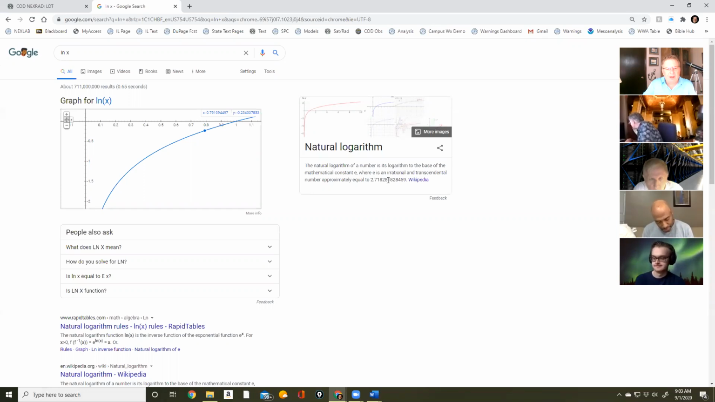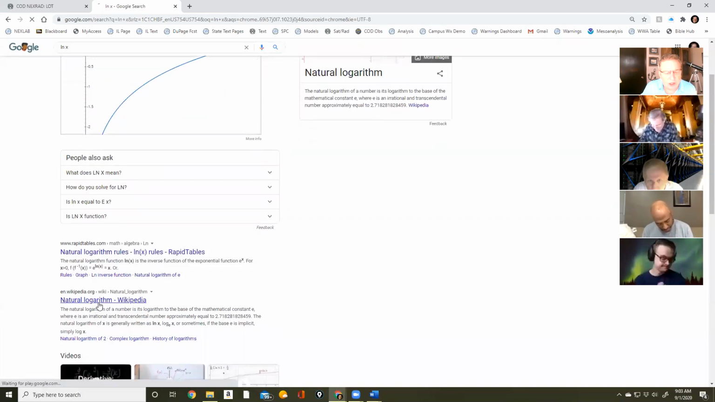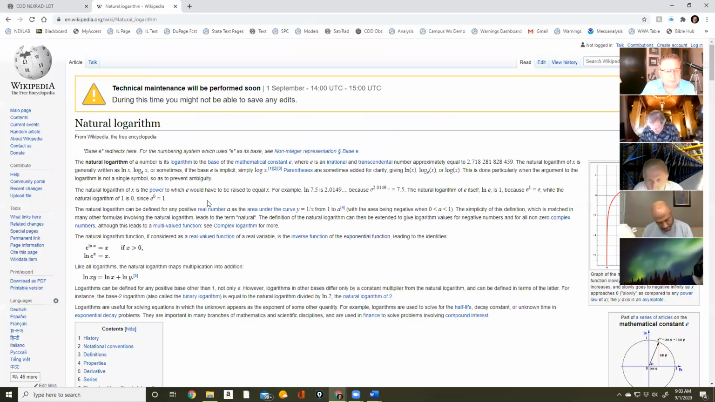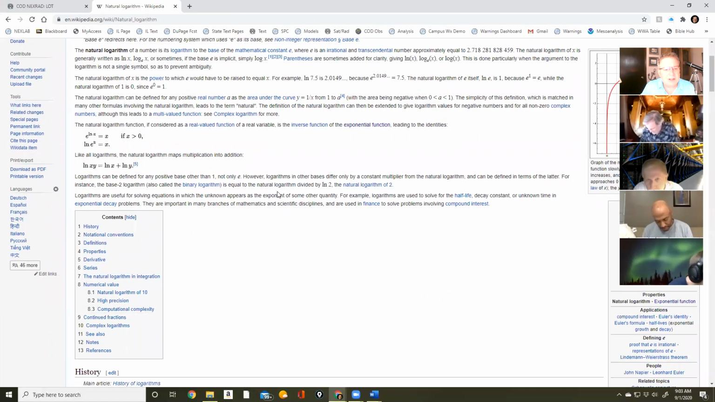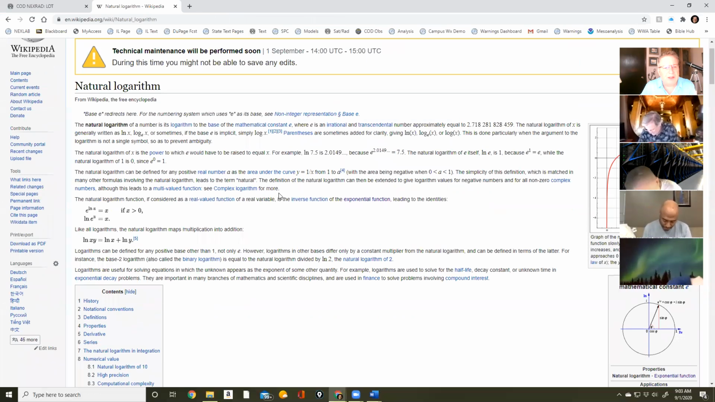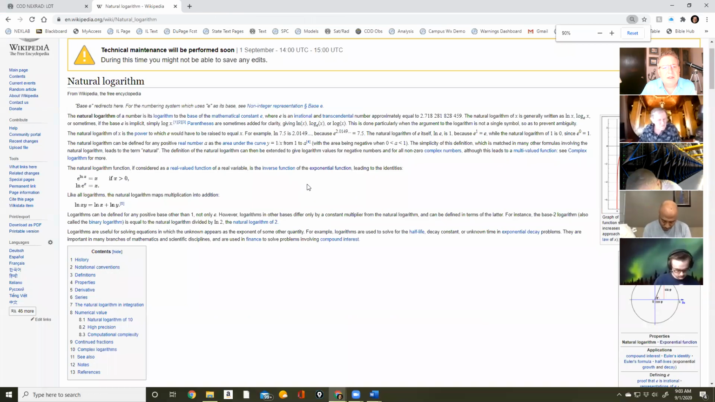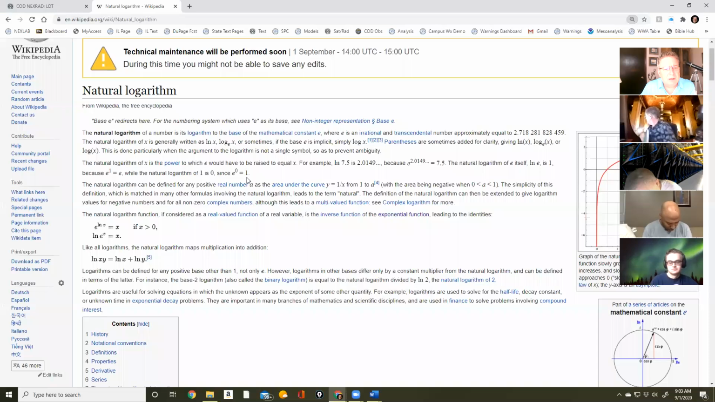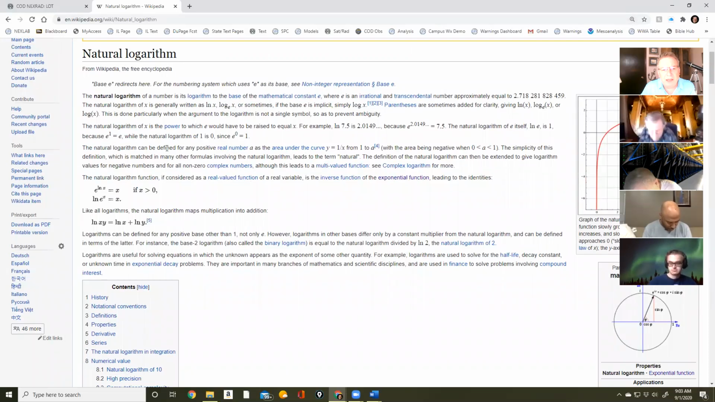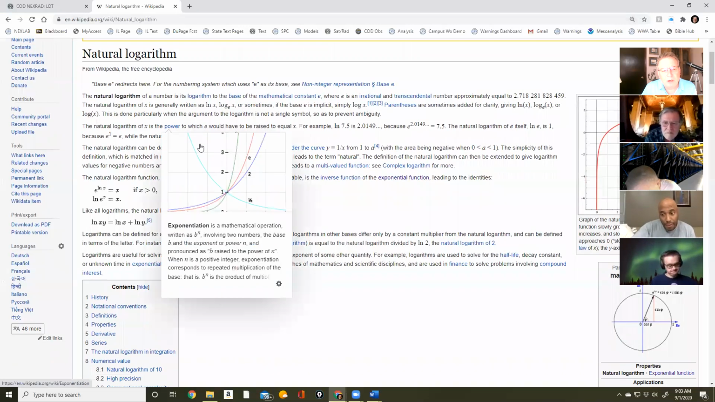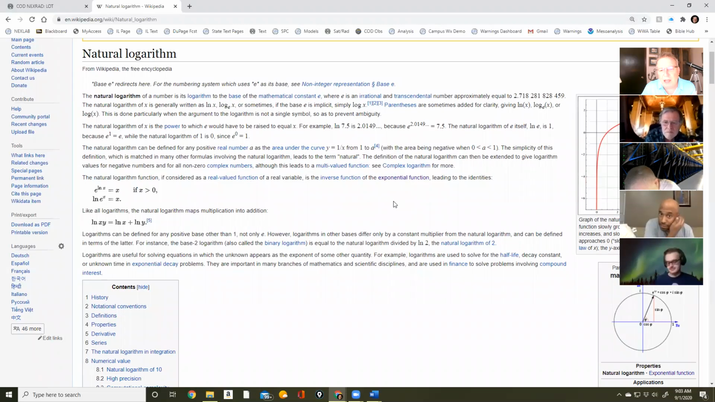The graph, well, here, first of all, let's talk about what the natural log is. And this is going to be kind of an important thing. So I'm going to look up the natural logarithm on Wikipedia, which is probably a good idea. The natural log is the power to which e would have to be raised to equal x. So in other words, e to what power equals x?